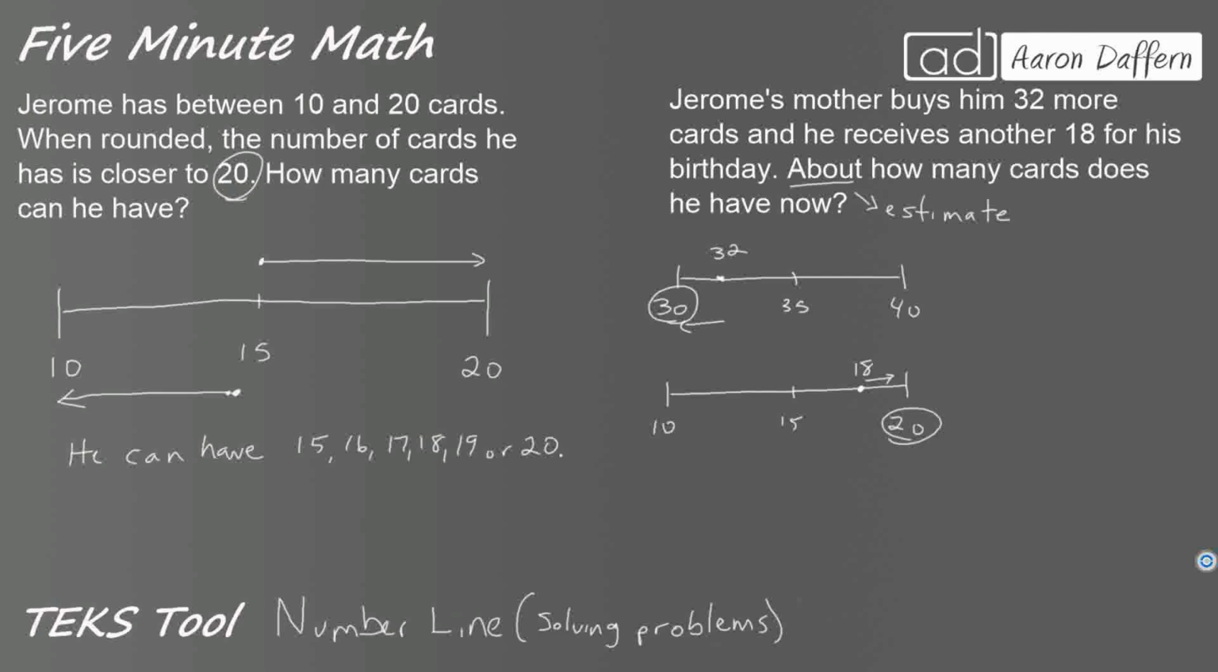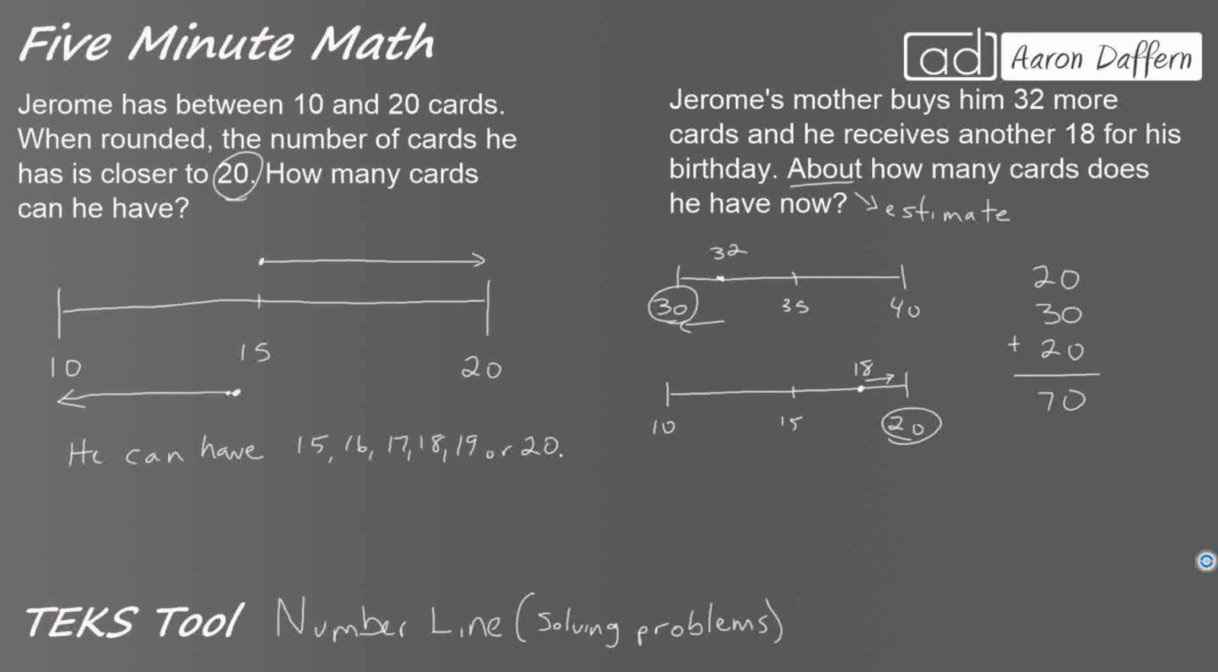So now we have three quantities that we could use. So he has about 20. He gets another 30 from his mom and about another 20 for his birthday. We add those up and we are going to get about 70 cards.